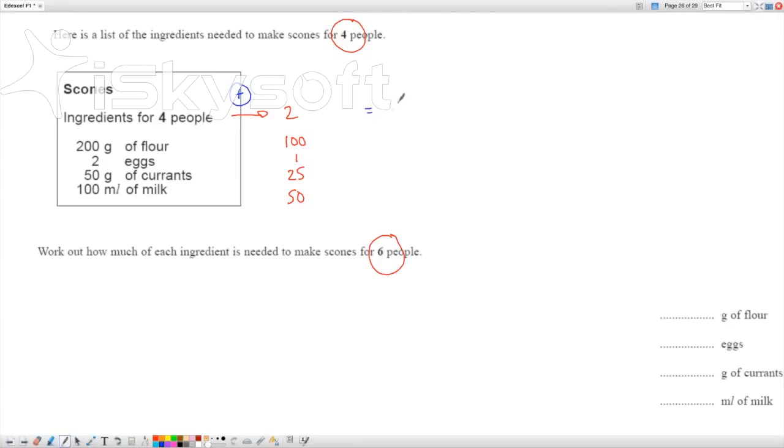4 plus 2 makes 6. So 200 plus 100, 300. 2 plus 1, 3. 50 plus 25, 75. And then for the milk, 150.